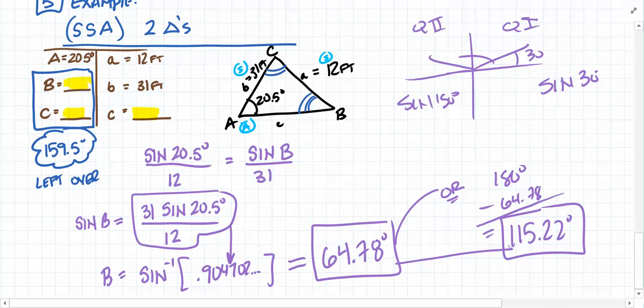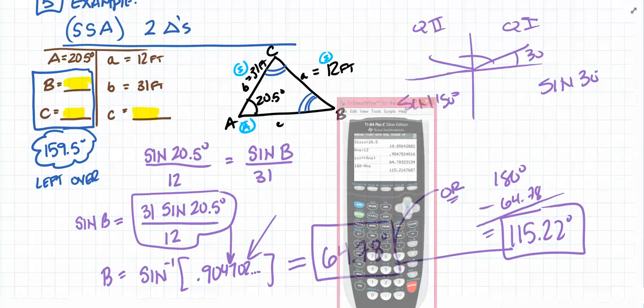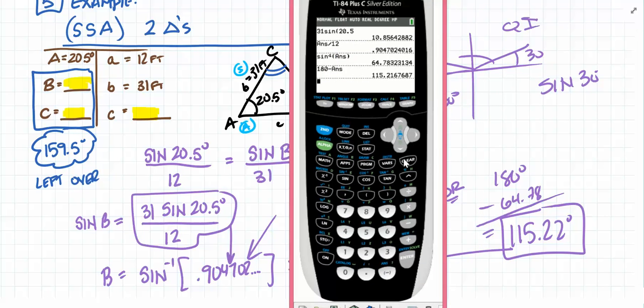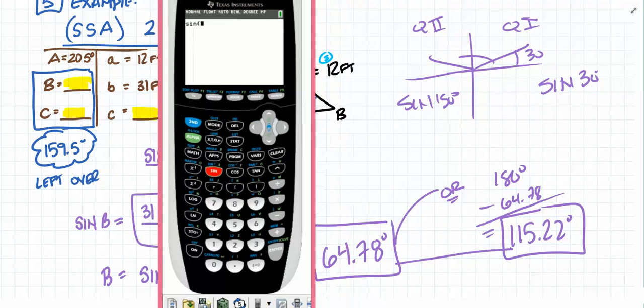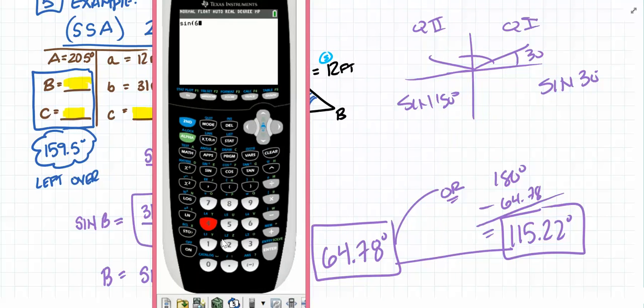I'll prove it to you right now. If I ask the calculator for the sine of 64.78, it's going to tell me that ratio, 0.904 and so on. And then if I ask the calculator for the sine of 115.22, notice it gives me the exact same answer. So there are 2 angles whose sine is equal to the ratio that we have been given.